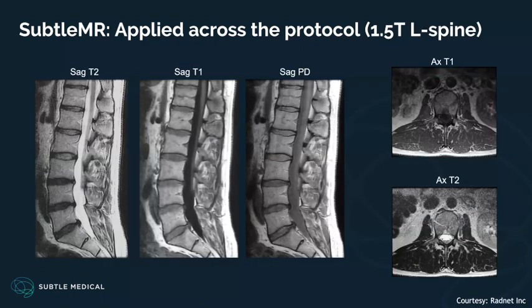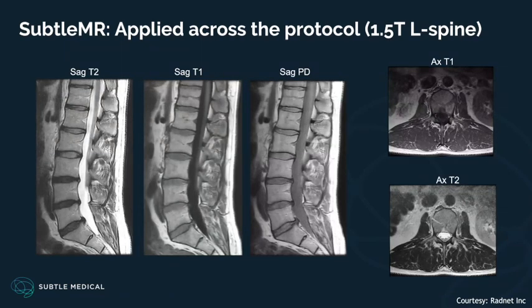This is another example where SubtleMR is applied across the protocol for all the different contrasts. This is in an L spine on a 1.5T system. The images were acquired at RadNet. And you can see the consistent improvement in the image quality across the different contrasts. And this allows the stakeholders to argue for more comprehensive improvements, which are shown by SubtleMR.